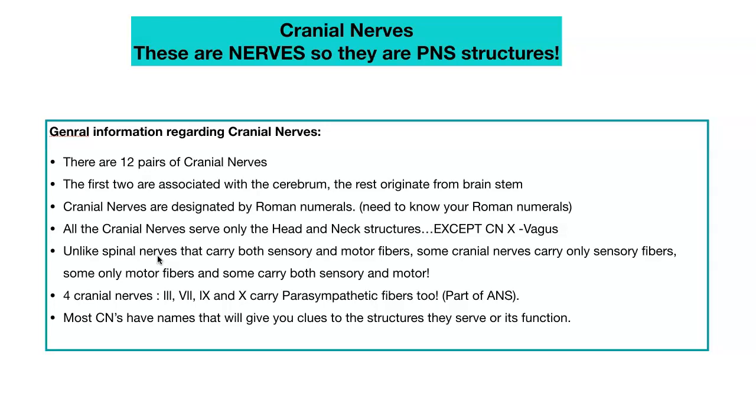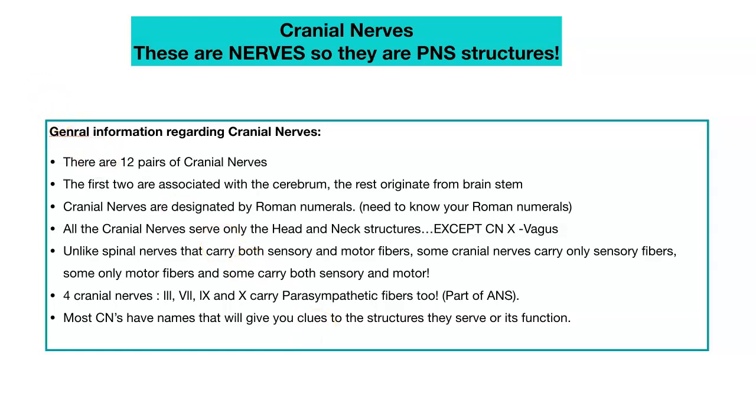Some cranial nerves only carry sensory fibers, some only carry motor fibers, and some carry sensory and motor. And there are 4 cranial nerves, 3, 7, 9, and 10, that also carry parasympathetic fibers. They're part of the autonomic nervous system, the parasympathetic part of the autonomic nervous system. And once you get used to these nerves, their names will give you clues to either the structures they serve or their function.